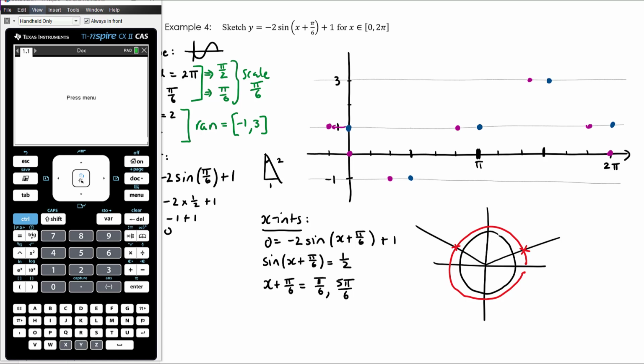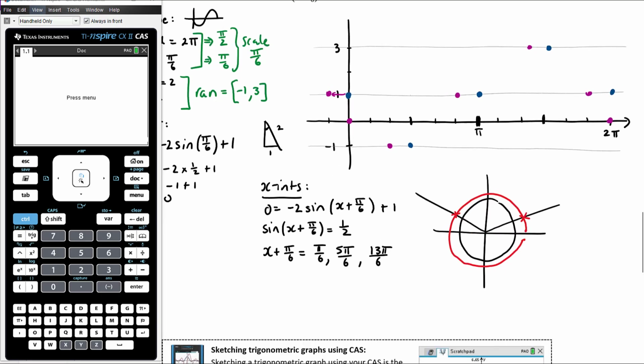Technically there is the next one. There is also 2 pi plus pi on 6, so that's 13 pi on 6. But that's just using the fact that the y-intercept is the same as the endpoint. That's just calculating that x-intercept and that x-intercept. So it wouldn't matter if I'd left that one out.